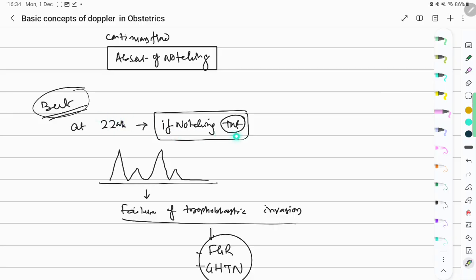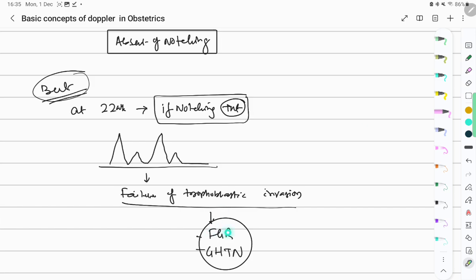So at 22 weeks, if notching is present, like in this image, that means failure of trophoblastic invasion. So the fetus will develop FGR and gestational hypertension.